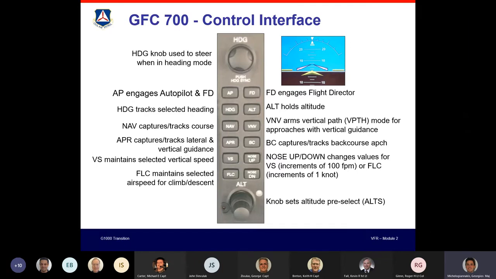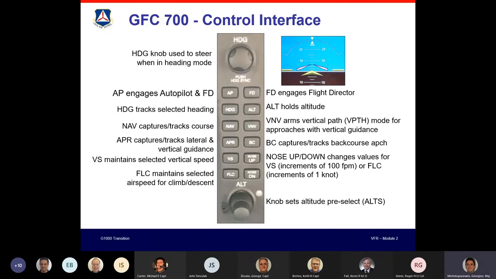What you need to know for all of these modes is that each of them has a goal. It tries to keep something constant. The heading mode keeps the heading constant. Altitude mode keeps the altitude constant. Nav mode keeps the needle centered. Vertical speed keeps a constant vertical speed. Flight level change, the name is a little confusing, but it keeps airspeed constant. And then nose up or down change what airspeed or vertical speed we're climbing or descending at.